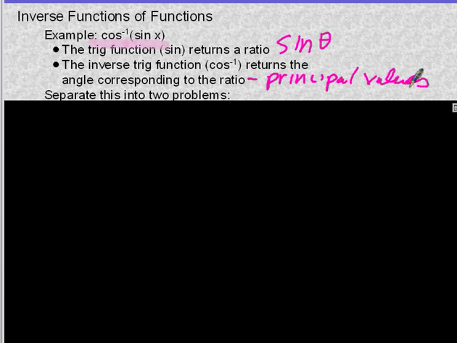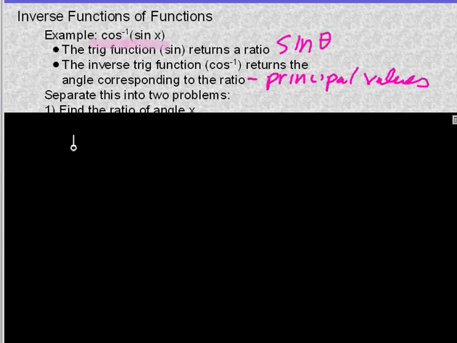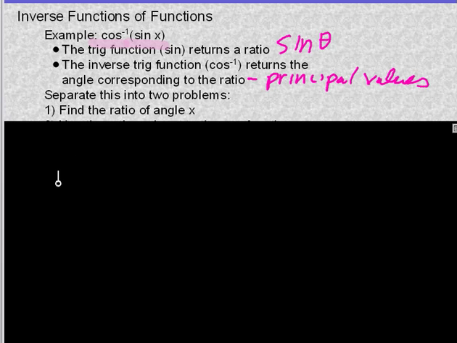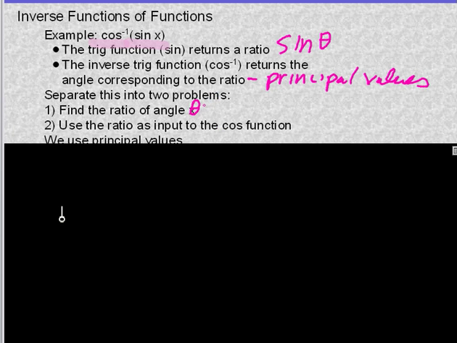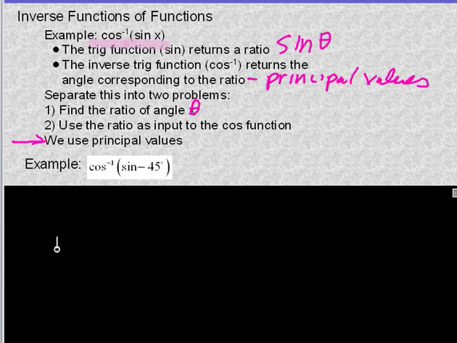We'll separate this into two problems. If you can think of them as totally separate problems, that's best so you don't get confused. First you'll find the ratio of angle theta. And then you're going to use that ratio as input to the cosine function to find your angle, the principal value angle. So let's look at an example, inverse cosine of sine of negative 45.